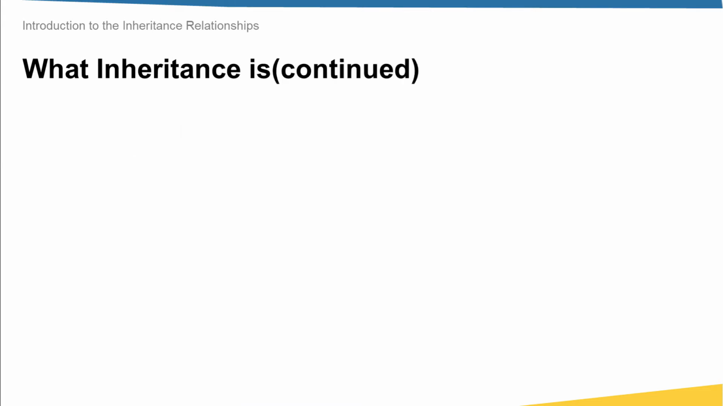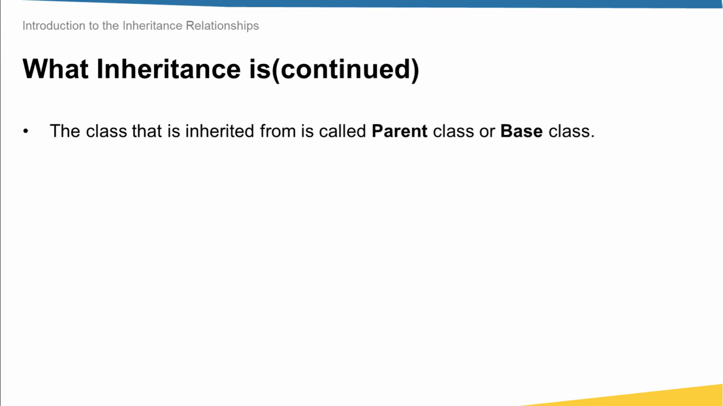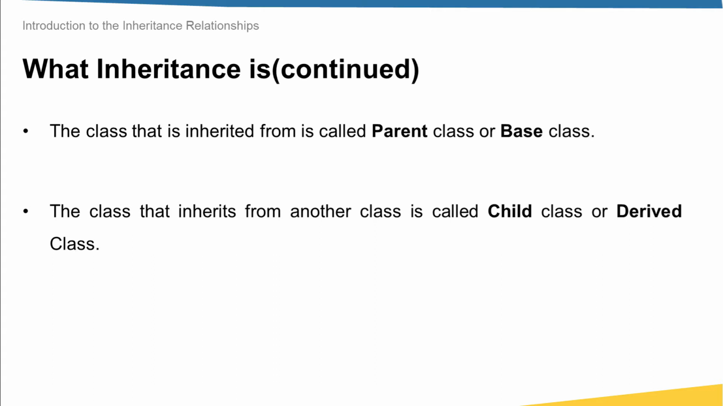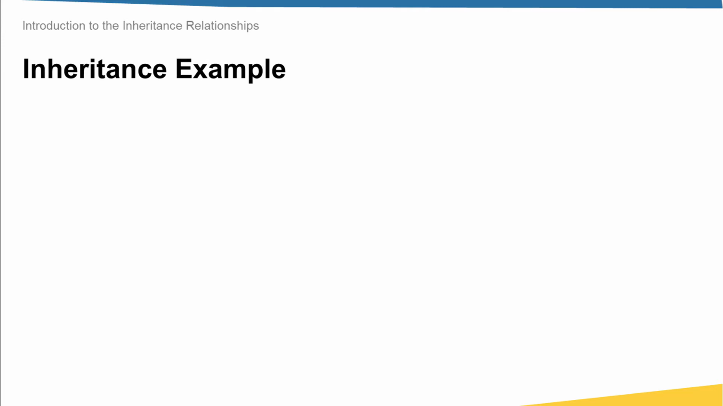So, in the context of inheritance, we call the class that is inherited from the parent class or the base class. And we call the class that inherits from another class the child class or derived class. The last point that I need you to know is that usually we describe this relationship by the word "is". So let's say if I have a class A and it inherits the class B, simply we can say A is B.